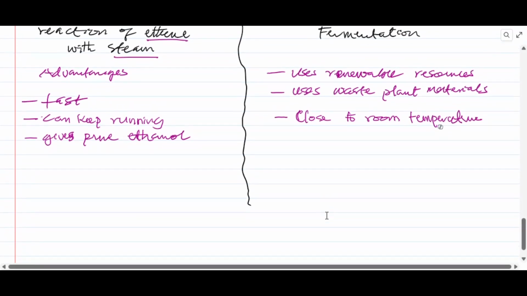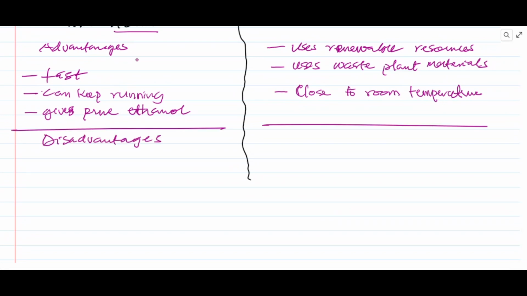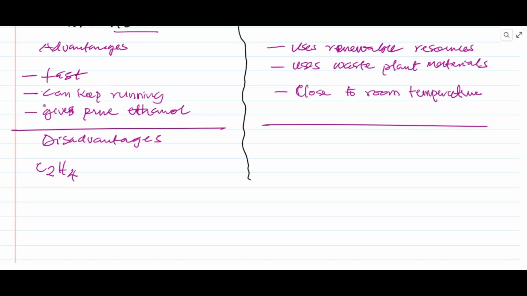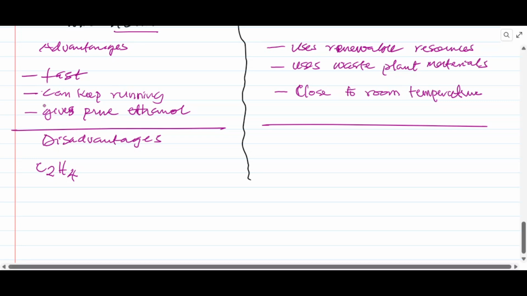So what about the disadvantages of these two methods? Remember, our raw material for making ethanol from ethene and steam is ethene. Can you remember the source of ethene? Ethene is made from cracking of ethane, and ethane is a fossil fuel. So ethane is obtained from petroleum, and petroleum is not a renewable resource. The fact that the source is not renewable is a disadvantage of this method over fermentation, where we use renewable resources.